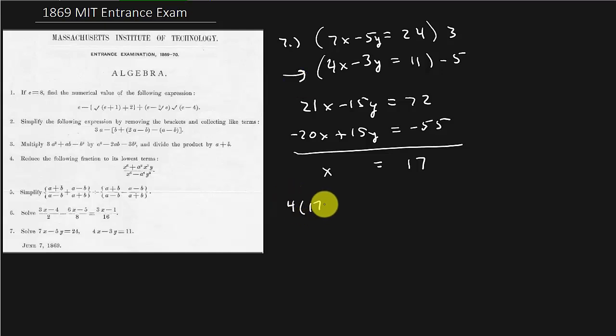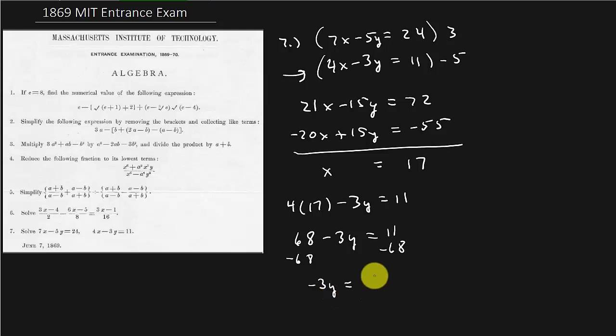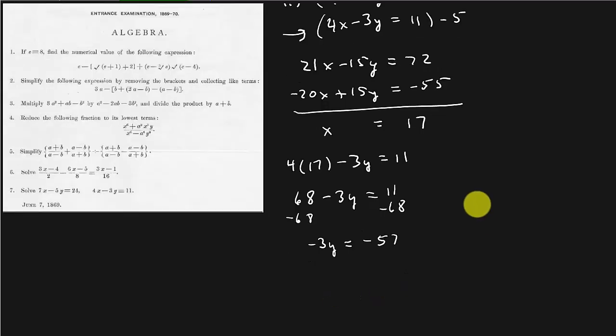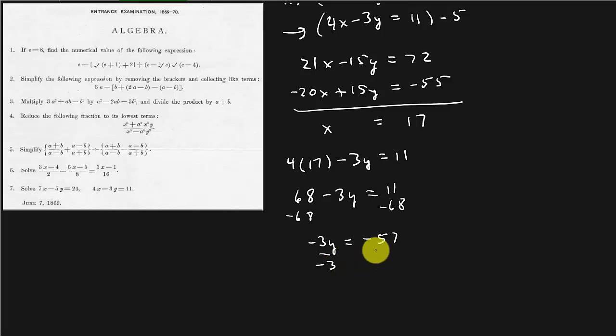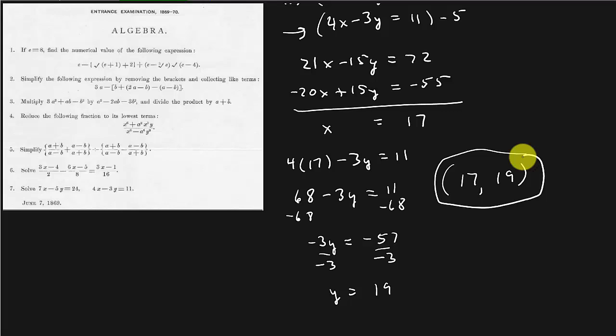So that's 4 times 17 minus 3y equals 11. So that is going to be what? 68 minus 3y equals 11. Subtract 68 from both sides. We get -3y is equal to -57. And then divide everything by -3. We get y is equal to 19. So we get 17, 19 as our solution.